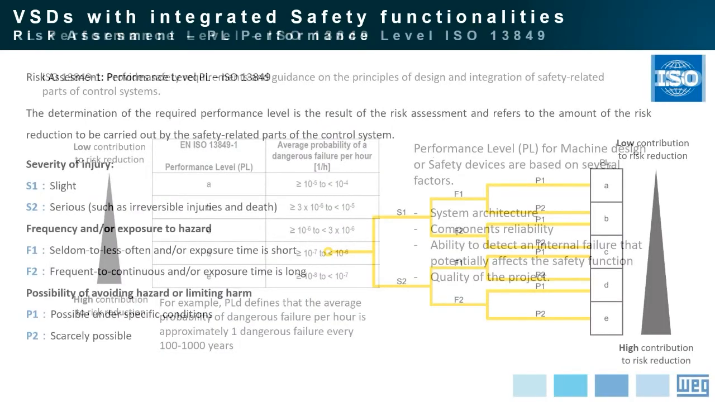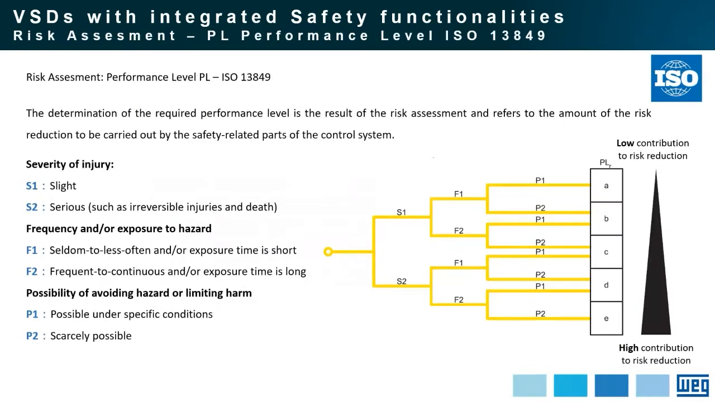And how to do a risk assessment based on this ISO standard. So determination of the required performance level is the result of the risk assessment and refers to the amount of the risk reduction to be carried out by the safety-related parts of the control system. In this case, we will not evaluate 100% of the components of the machine, but especially the components that are part of the safety system.